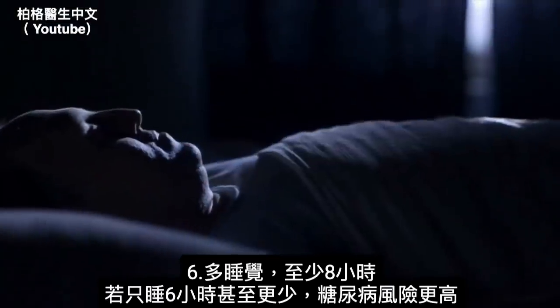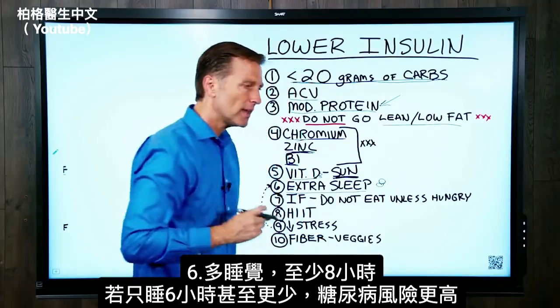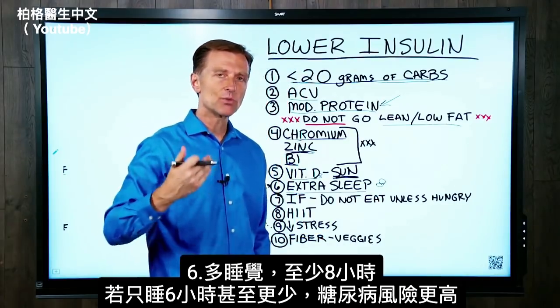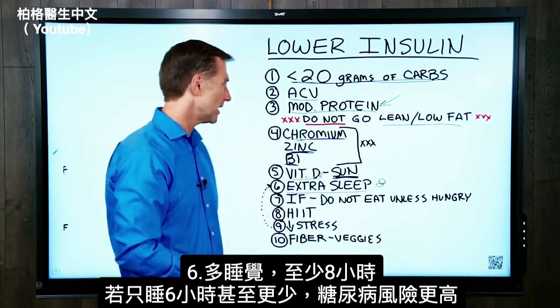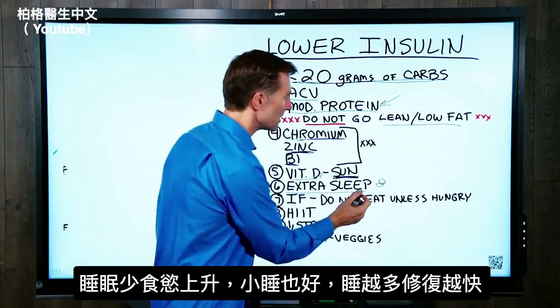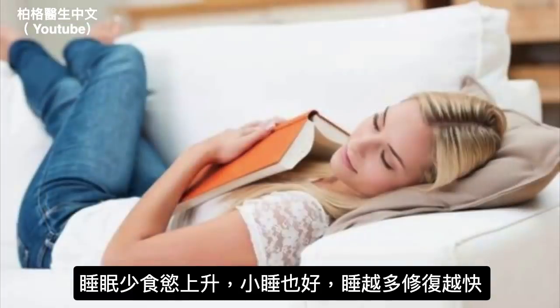Extra sleep, okay, at least 8 hours. People that actually get 6 hours or less tend to have higher risks of diabetes, okay? And their appetite goes up. So get a little bit of sleep, and if you can't sleep, try to get a nap. More sleep will speed up the recovery.